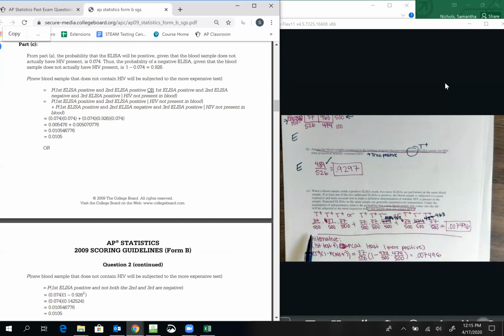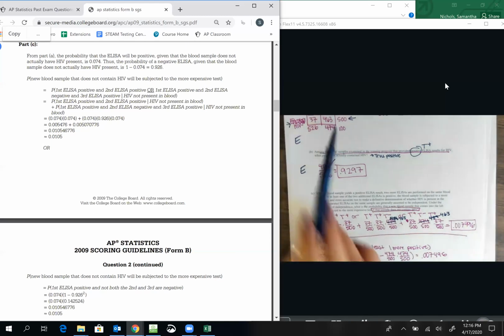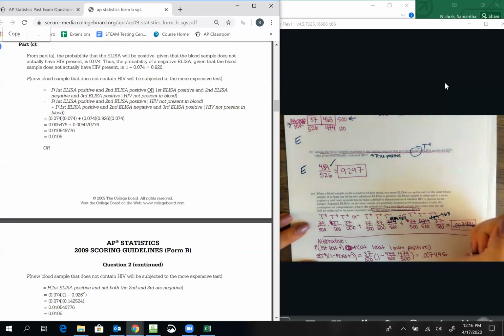So now when I look at my test positive, remember I'm only looking at the ones without HIV, so this is 37 over 500. For my test negatives, that's 463 over 500. And then when you put all of this together, you should get 0.0105.